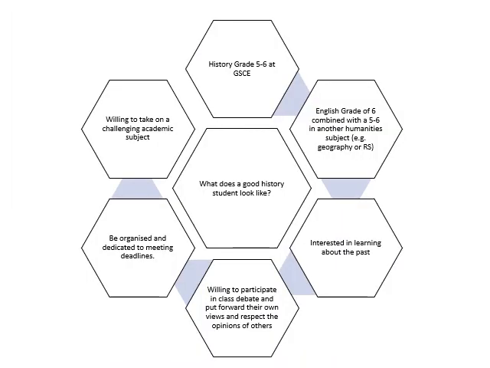So let's go over what a good history student looks like. Well, for most history students, they will have studied history at GCSE, and if this is the case, you need to make sure that you achieved at least a 5. However, if you didn't study history at GCSE, it's not impossible for you to study history at A-level. But what we'd expect to see is an English grade of a 6, combined with a grade 5 to 6 in another humanities subject, such as geography or RS.